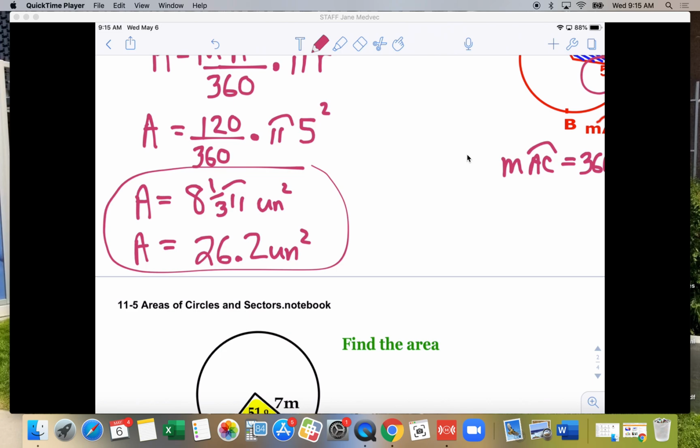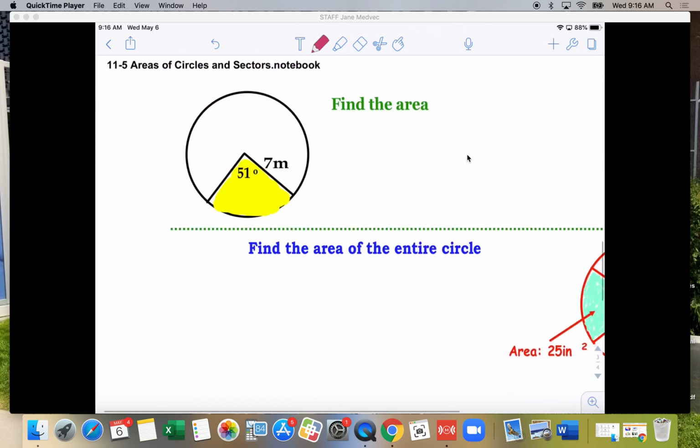You just want to be a little careful when you plug this into your calculator, so I really encourage you to practice it. Make sure you know how your calculator works. Sometimes when I put it in my calculator, I will take 5 squared, and then I will multiply it through by the other things. All right, let's keep going.